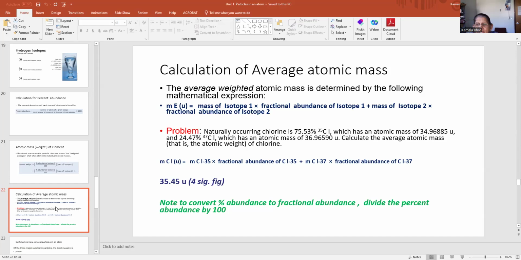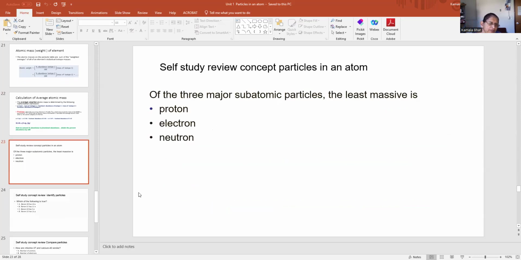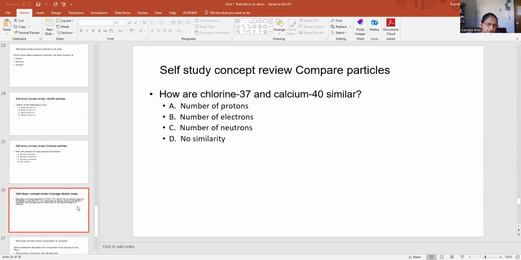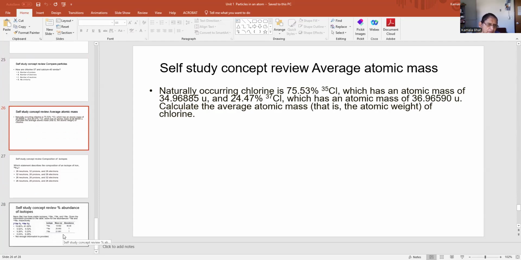And therefore, we get the mass of chlorine as 34.96885 times 0.7553 plus 36.96590 times 0.2447. And if you add this up, then you get the mass of chlorine as 35.45 to 4 significant figures. Now you have the study concept. And with that, I'm going to stop the slide presentation and open up the next one, Unit 2.